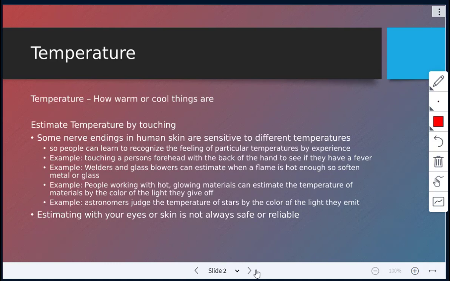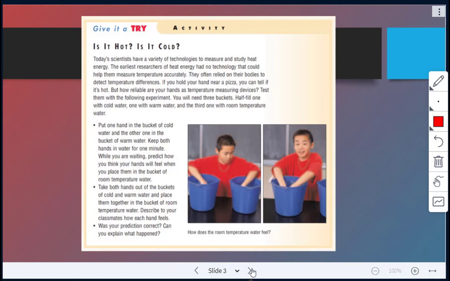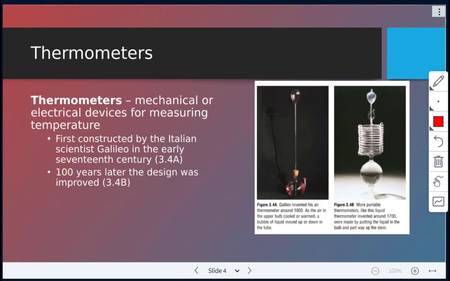All right, so we have this Give It a Try activity in the textbook. All right, so we have these devices called thermometers. Thermometers are mechanical or electrical devices for measuring temperature. They were first constructed by the Italian scientist Galileo in the early 17th century. So in figure 3.4a, we can see the figure here.